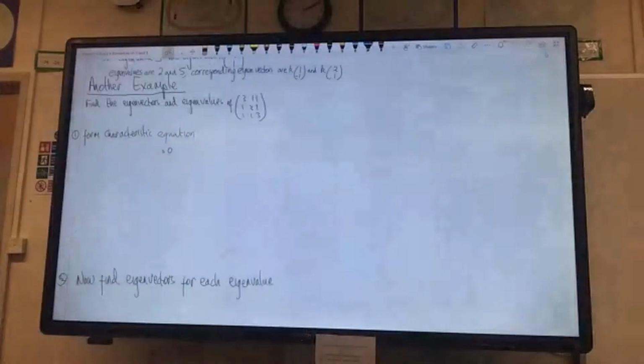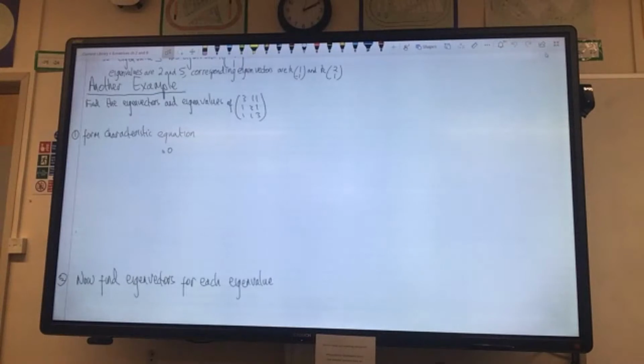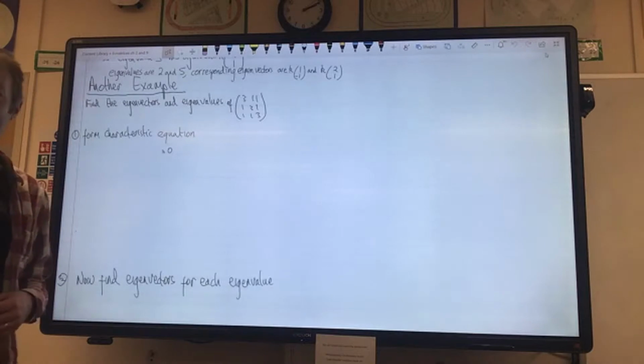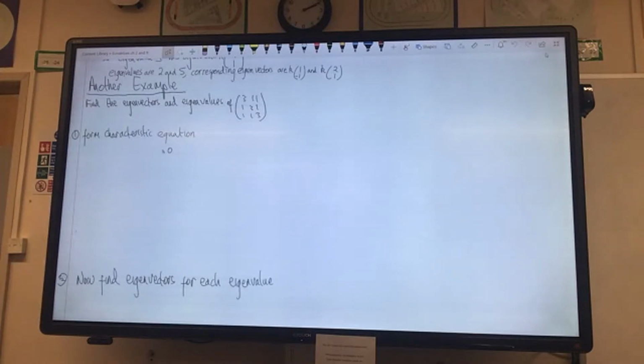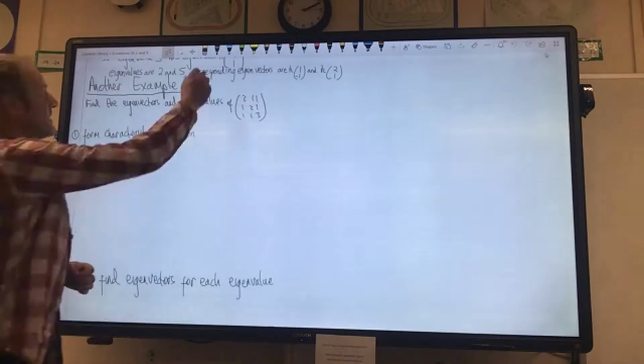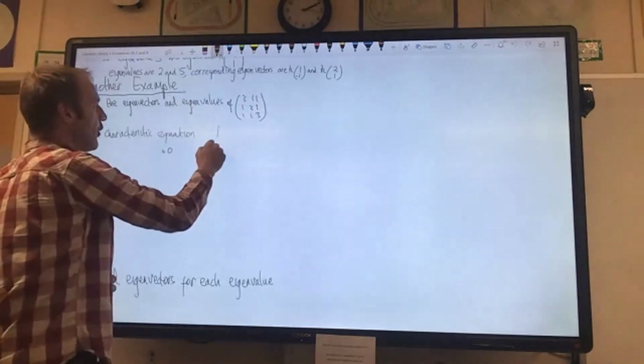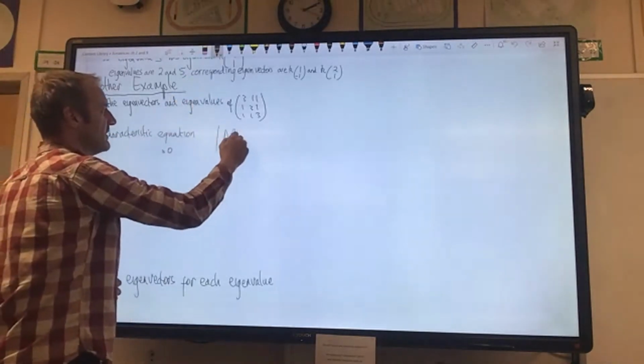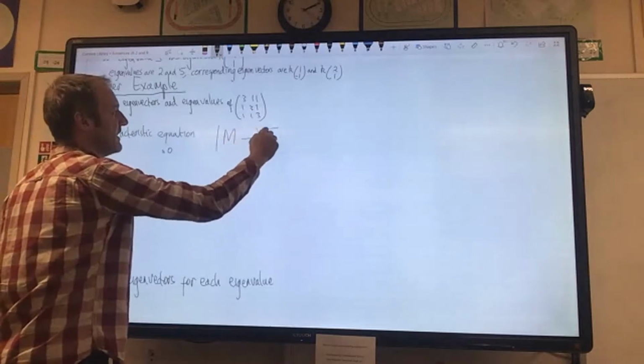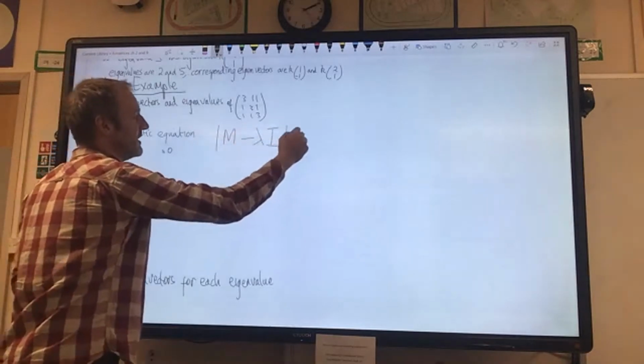Okay, so we've got the matrix 3, 1, 1, 1, 3, 1, 1, 1, 3. And what we want to do with that matrix is find its eigenvectors and eigenvalues. So we first of all have to form the characteristic equation. And if you remember, the characteristic equation was of the form the determinant of M minus lambda I equals 0.